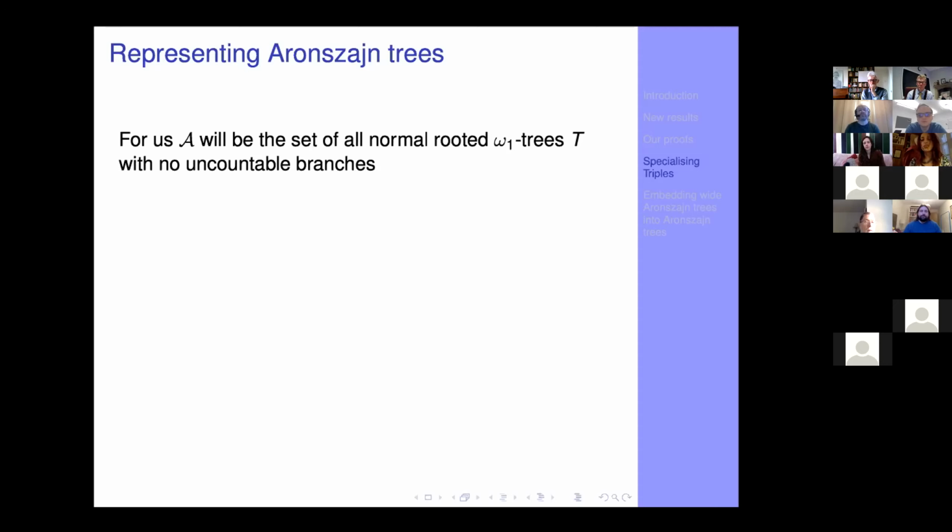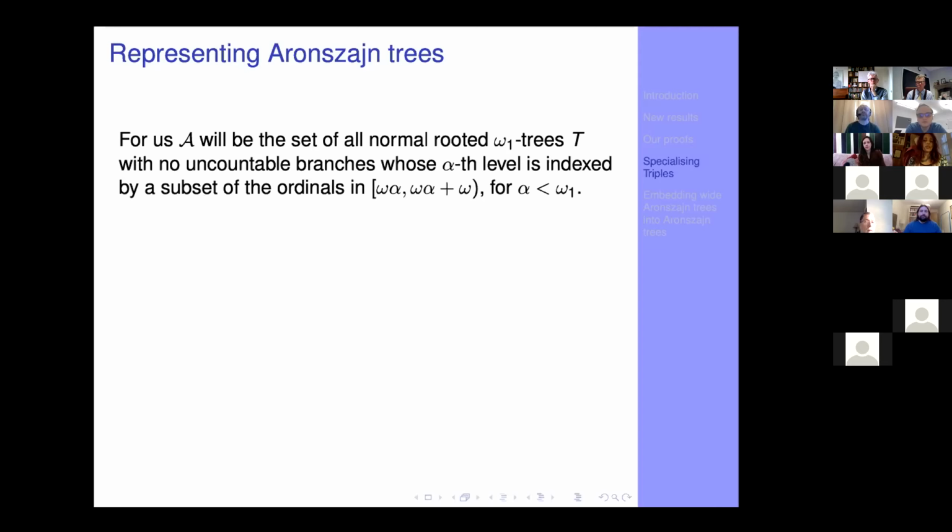In fact, what we're going to do is index any level of these trees by a subset of the countable ordinals, and the alpha level will be indexed by the ordinals in the block between omega alpha and omega alpha plus omega.